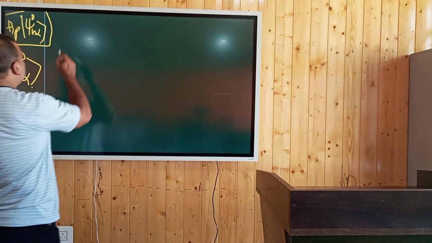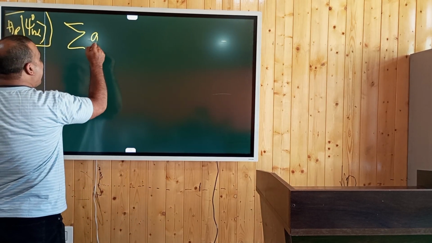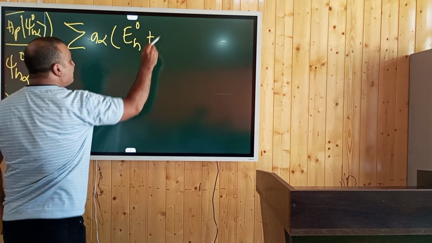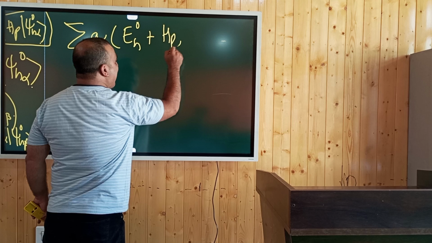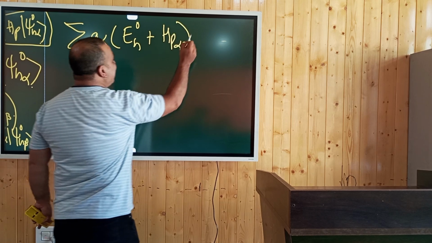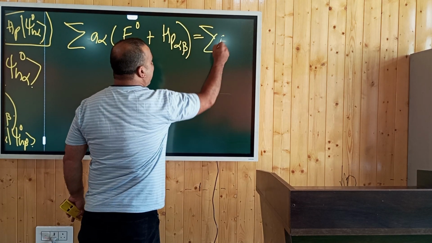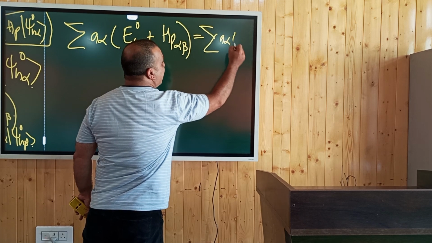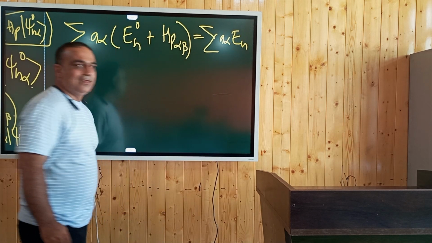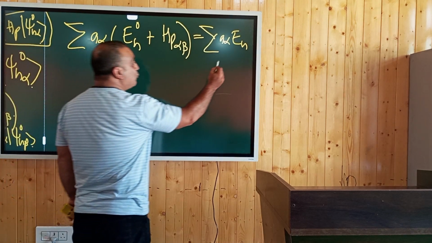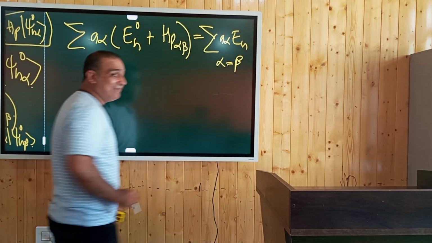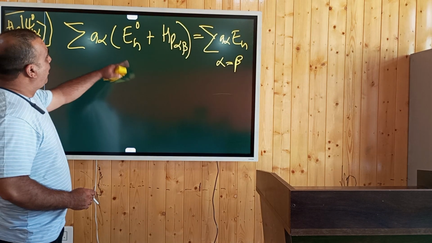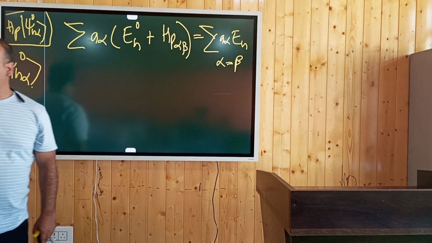The first term will be sigma A alpha E naught plus H P alpha beta. Clear? Yes. Is equal to sigma A alpha E n. What am I choosing? I'm choosing alpha equal to beta. It will exist for alpha equal to beta. Right? So this is my question.